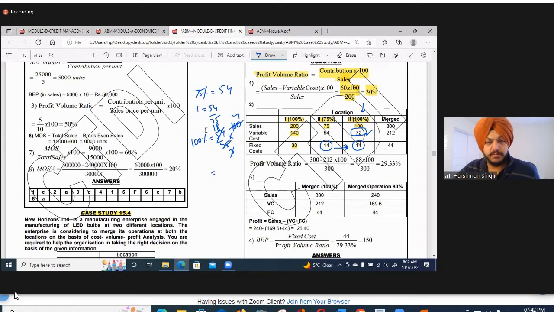So now if you merge, sales of location 1 plus sales of location 2 is 300. Variable cost of location 1 plus variable cost of location 2 is 212. And fixed cost of location 1 and location 2 is 44. So this is the merged entity that we have.